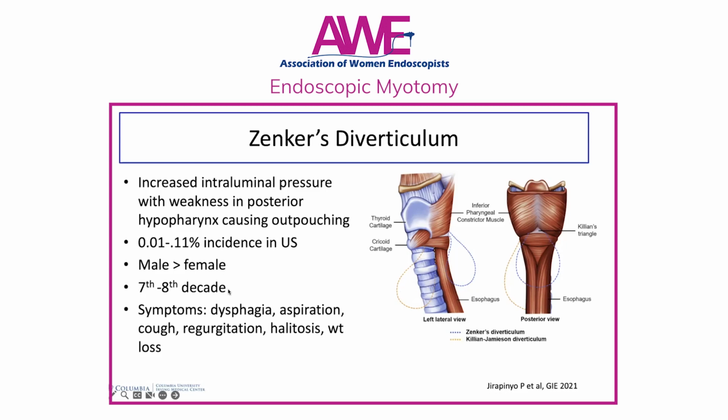Again, this is a rare problem to deal with, 0.01 to 0.11 incidence in the US, most commonly occurring in men, and becoming symptomatic and apparent in the 7th to 8th decade. Symptoms do include dysphagia, aspiration, cough, regurgitation, halitosis can be a common symptom, and ultimately weight loss.